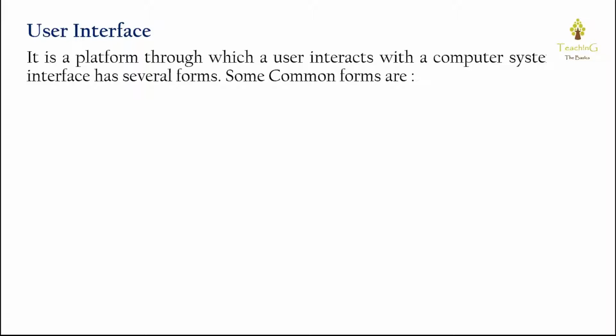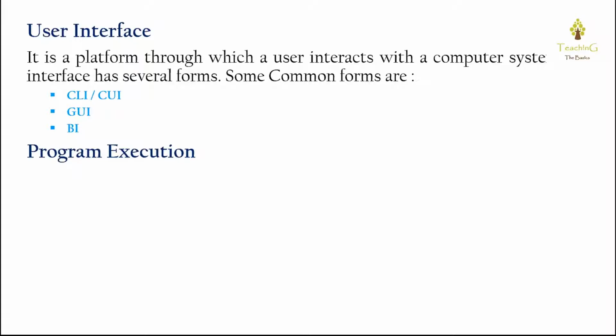An interface has several forms, and some common forms are CLI, that is a command line interface, or CUI, that is a common user interface. Next comes the GUI, that is a graphical user interface, and the BI is batch interface.